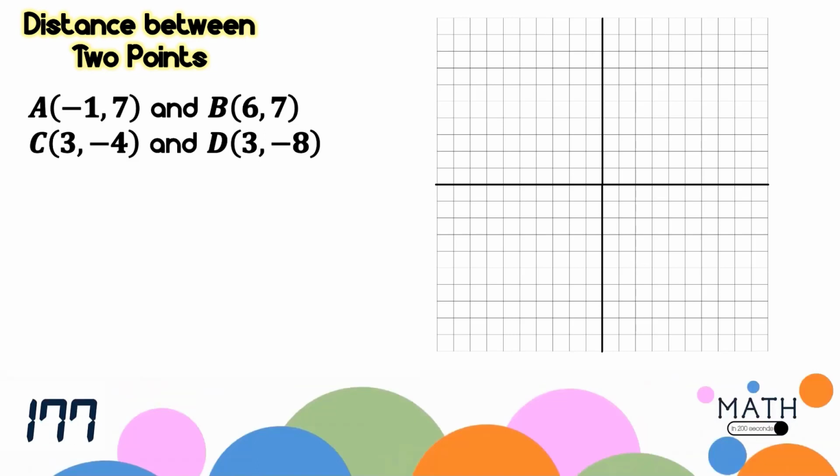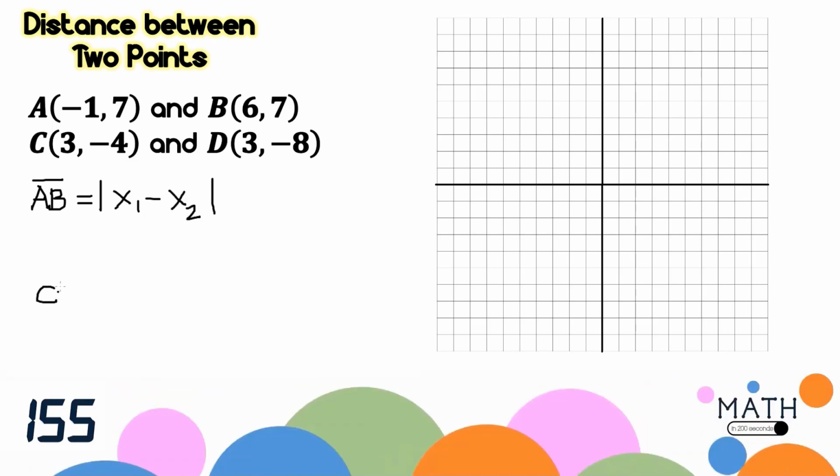So let's start with AB. AB can be represented by this. The length of segment AB can be solved by this process. Since y is the same, so you have 7 and 7, you're just going to take the absolute value of the difference of the x coordinates.